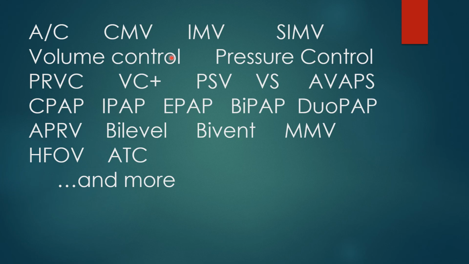Volume control is the way the breath is delivered. We're targeting volume or we're targeting pressure. But some ventilator manufacturers will say volume control is their mode and pressure control is a different mode. And those are actually not modes, those are breath types. The mode would be assist control, and the breath type would be volume control or pressure control.